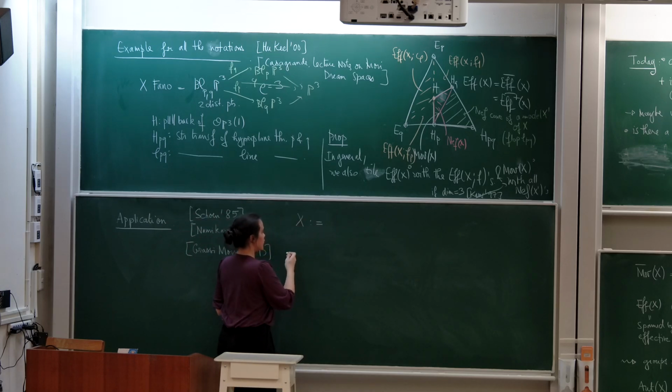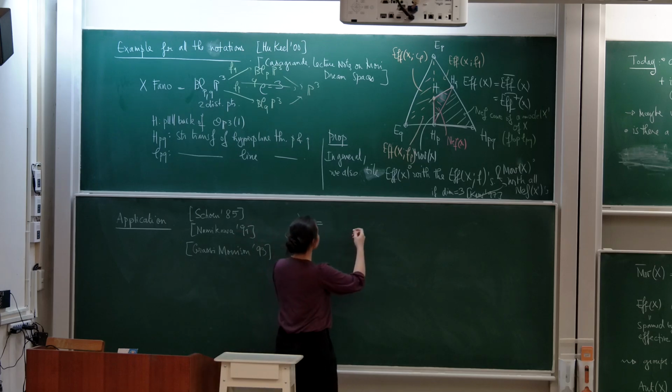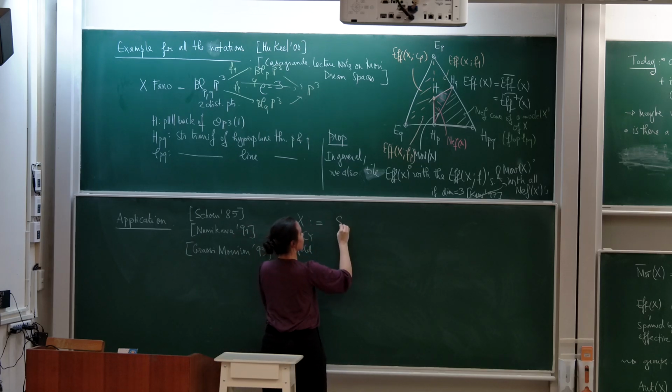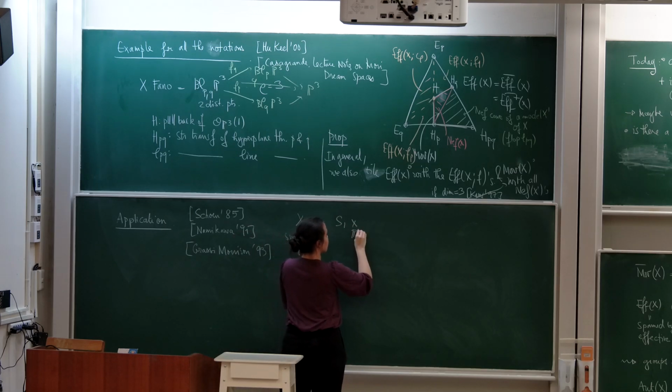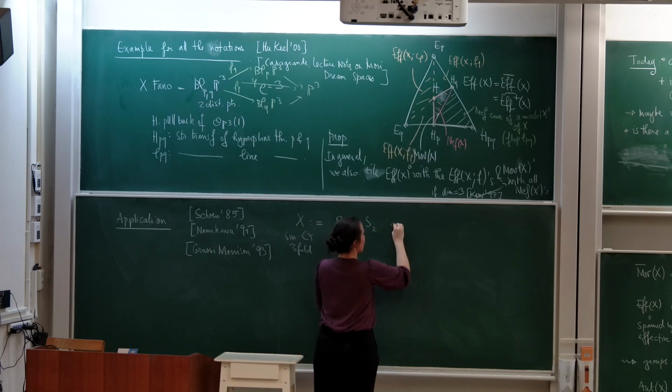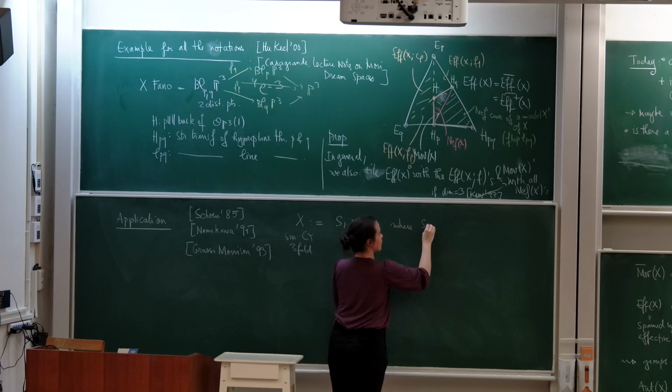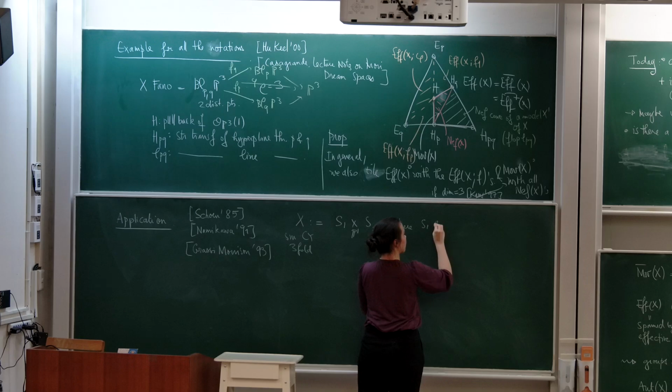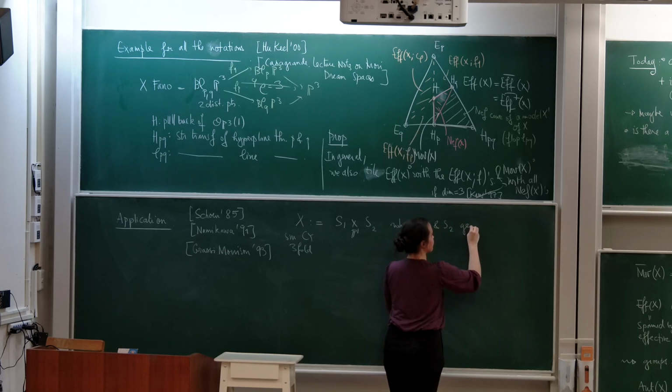We define X to be, so it's going to be a smooth Calabi-Yau threefold. So we don't need to put any delta for this one. And so the way we define it is as a fiber product of two general rational elliptic surfaces.